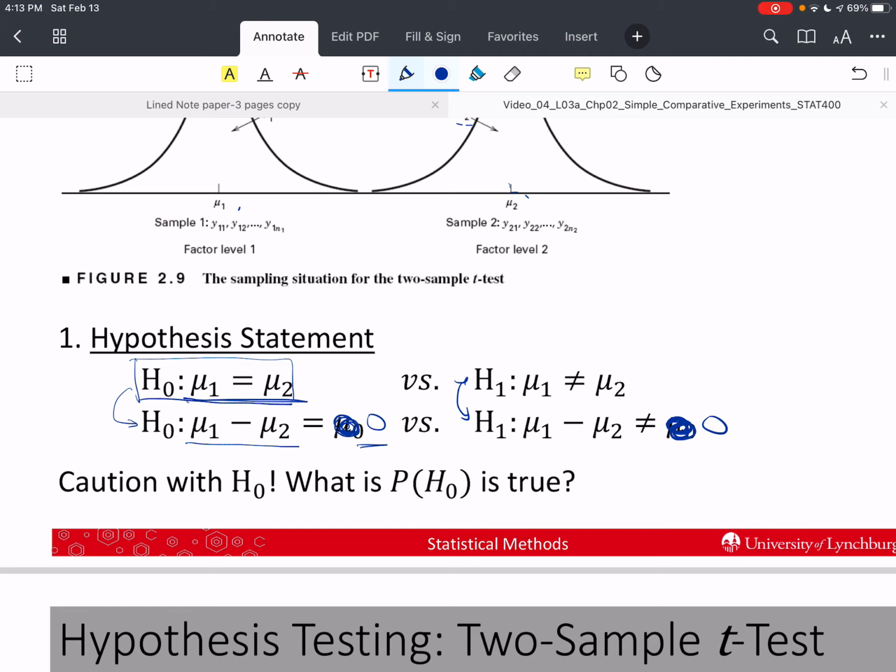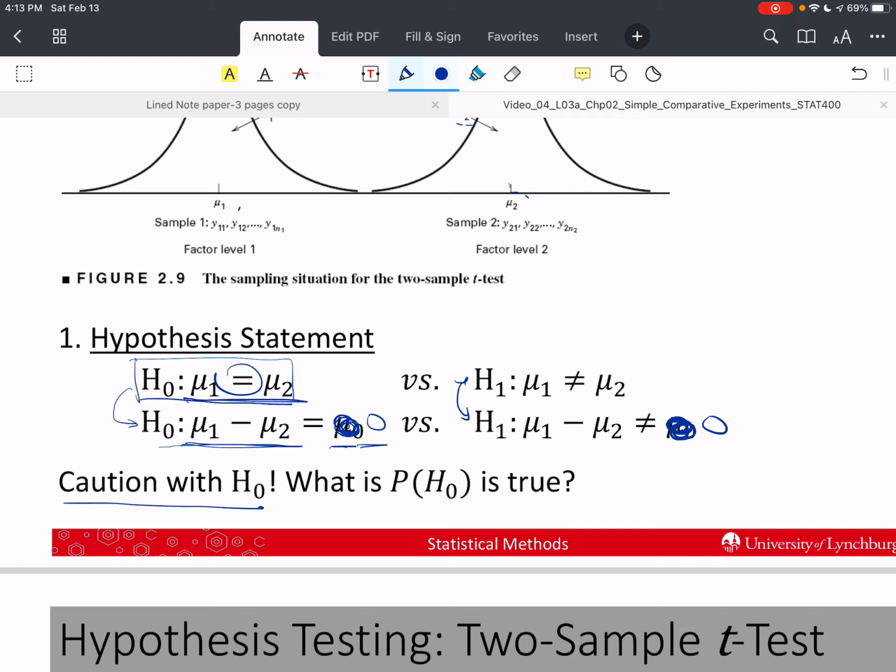what I'm saying by having a mu naught here is that you don't have to test that they're equal. You could test that there's a difference between them of a certain magnitude. Okay, and that's a very specialized case, though. So in practice, be careful with H naught.